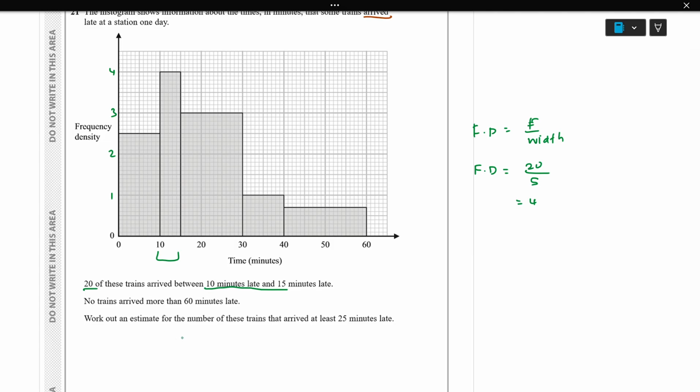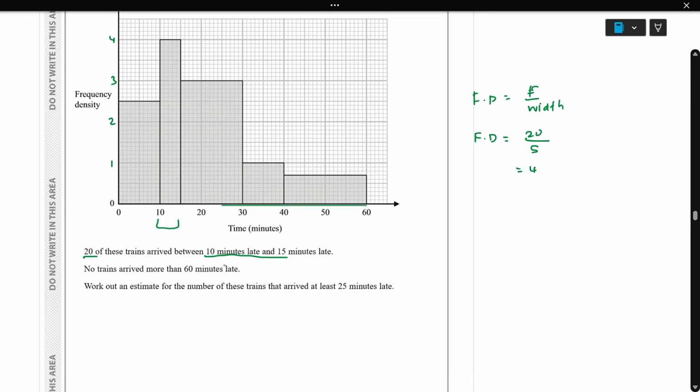Now work out the estimate of the number of trains that arrived at least 25 minutes late. 25 is here, so we need to calculate from here to here how many trains there are. First we calculate 25 to 30, because it's a different bar. So 25 to 30 minutes late, the frequency density is 3. So 3 times the width, which is 5, is 15.